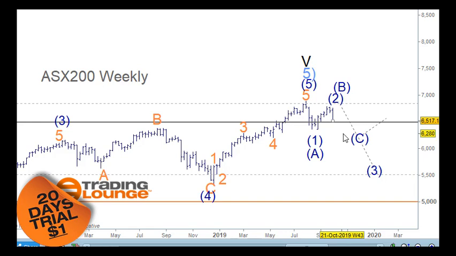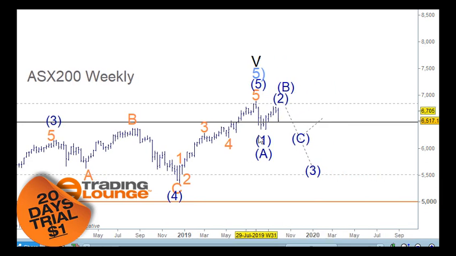But after those 5 waves down have completed, if we get a breach below them, then we need to look at the bigger picture, and the bigger picture would be much more bearish: wave 1 here and wave 2 here, and wave 3 coming down a lot further, and wave 4 and wave 5 coming down a lot further than this.